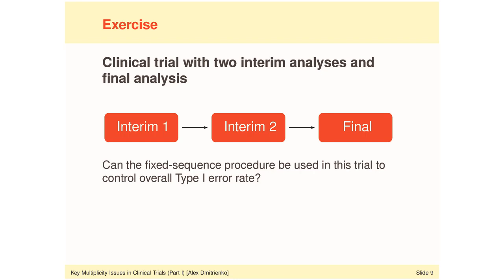if we reject the null hypothesis of no effect at an interim analysis, there's really no need to continue. The sponsor already has enough evidence to claim that the treatment is effective. And therefore, the goals of multiplicity adjustment in the context of a group sequential trial are different from the goals that arise in clinical trials where the fixed sequence procedure is typically applied.